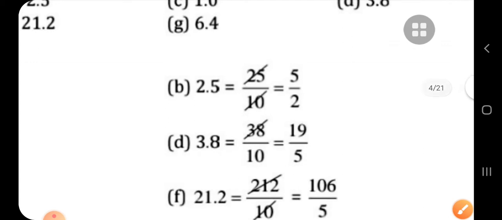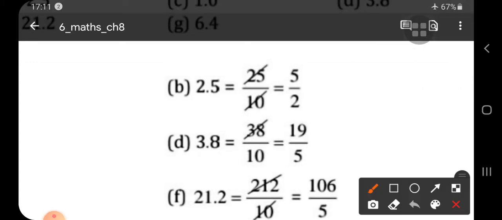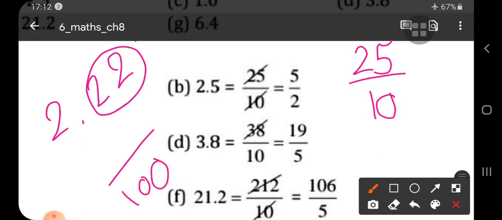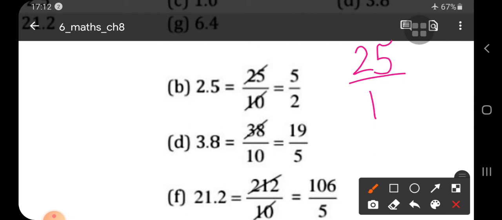Second one, 2.5. After the decimal point there is one digit. Then in the denominator you have to put 10. If after the decimal point there are two digits, then in the denominator you have to put 100. If three digits are there, then 1000. Okay, this is the rule.